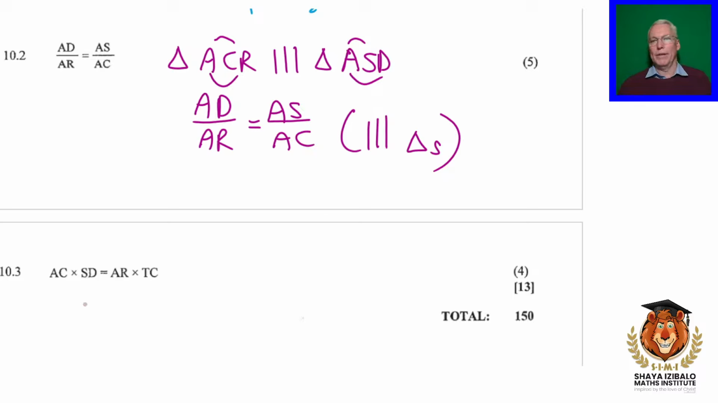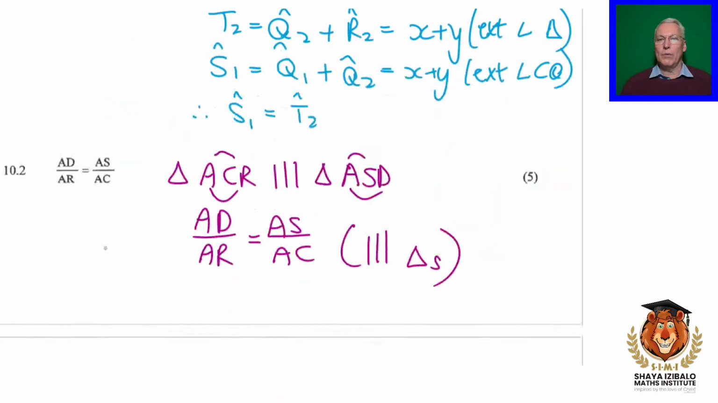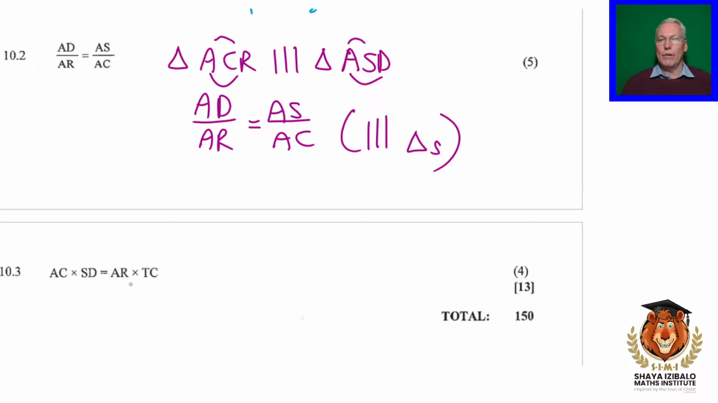Now the last part asks us to prove something here. If we look at it, we've got AS, and we've got TC. This is actually looking a little bit like the proportional intercept theorem. So we're now going to use the parallel lines and pull out a ratio, because we actually want to involve, for example, TC, which we don't have yet.